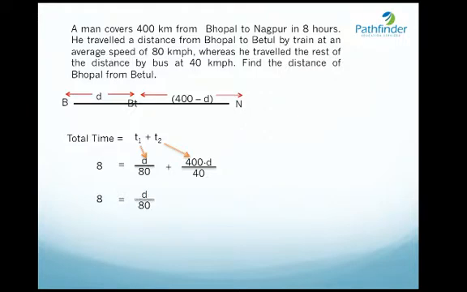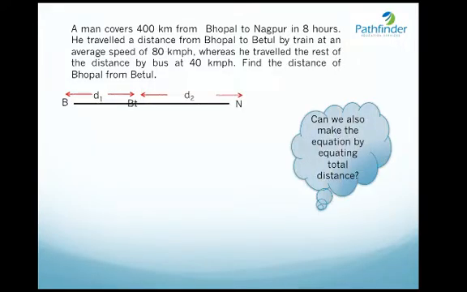So 8 is equal to d by 80 plus 2 into 400 minus d by 80, which is nothing but a rewritten form of the above equation. On solving for d, we will find the value of d to be 160. Let us see if we can also solve the above question by equating the total distance.